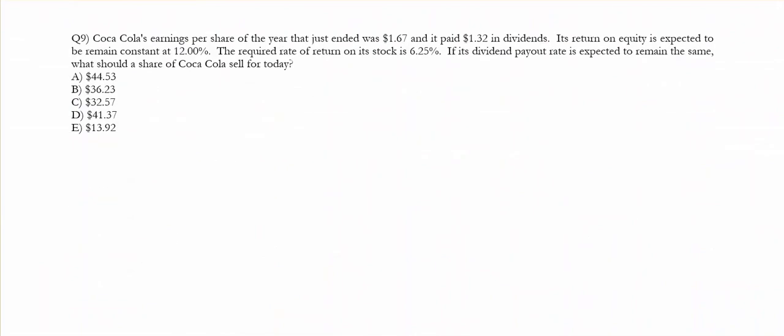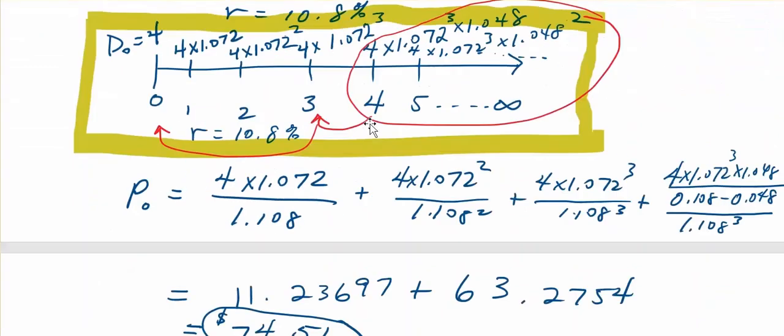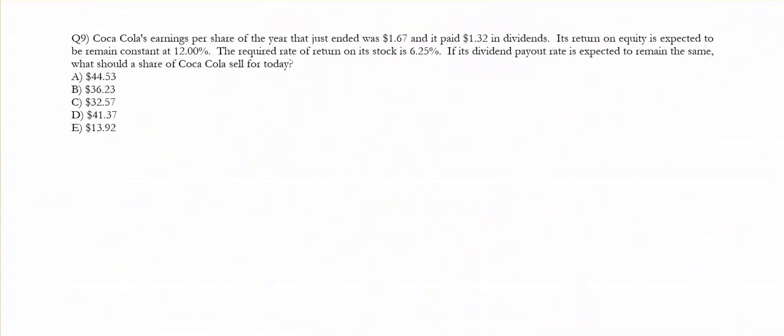We have Coca-Cola's earnings per share that the year just ended was $1.67. It paid $1.32 in dividends. Now, let me just start writing things down. So the earnings per share in year 0 was $1.67. The dividend in year 0 per share was $1.32.